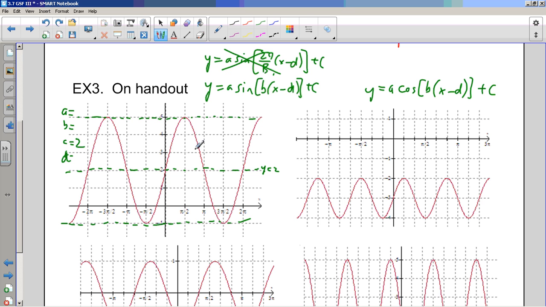And then how do I keep going from there? Well, probably I can see what the amplitude is, right? The amplitude is the height of one bump. A is 1, 2, 3 here.